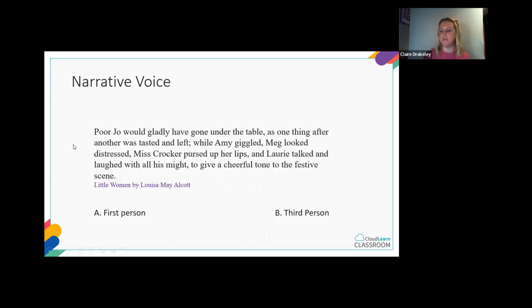Let's have a look at this one. Lovely book, this one. Poor Joe would gladly have gone under the table, as one thing after another was tasted and left. While Amy giggled, Meg looked distressed, Miss Crocker pursed up her lips, and Laurie talked and laughed with all his might to give a cheerful tone to the festive scene.